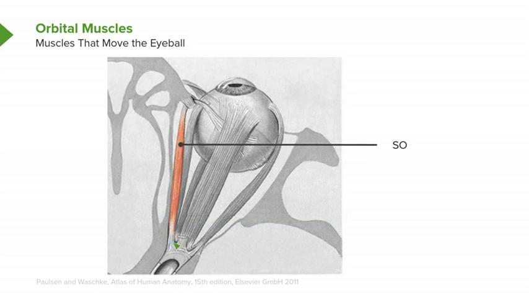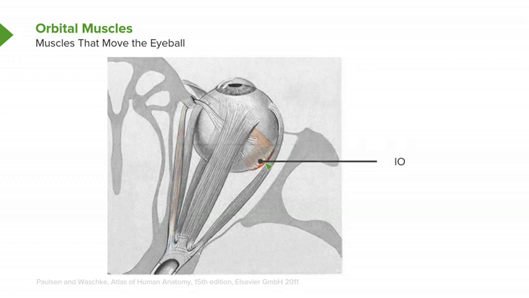We see the origin here from the annular tendon, and it'll course on the medial upper side of the orbit, and then it will run through a pulley-like structure, and that is referred to as the trochlea, and that's in the upper medial corner of your orbit. And then once it passes through the trochlea, it will then course laterally and posteriorly to attach to the eyeball.